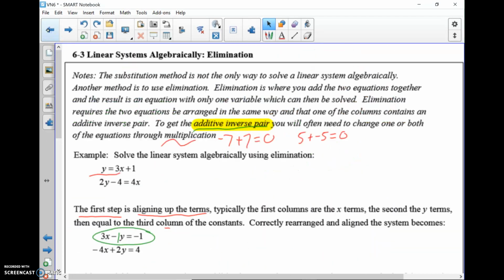So that is it for 6-3, linear systems algebraically using the elimination method, sometimes referred to as the addition method. After this, we'll probably do some modeling word problems with this type of stuff, and then we go into inequality graphs and inequality systems. See ya.